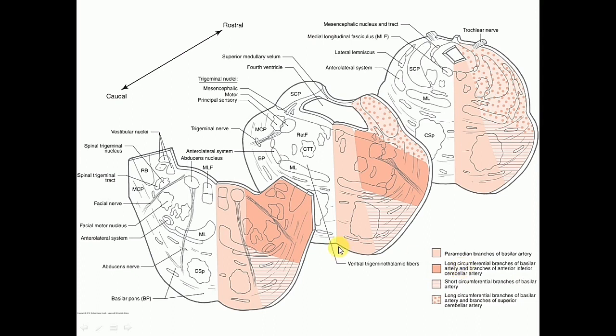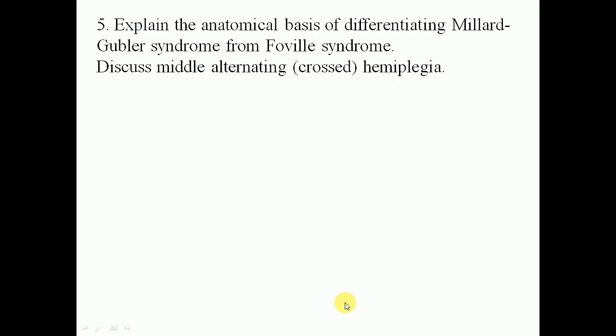In the caudal part, it is also supplied by anterior inferior cerebellar artery, and as you go higher up, so this area will be also supplied by the superior cerebellar artery. So the occlusion is mainly in the branches of the basilar artery, that is paramedian branches and the circumferential branches of the basilar artery. Question 5.